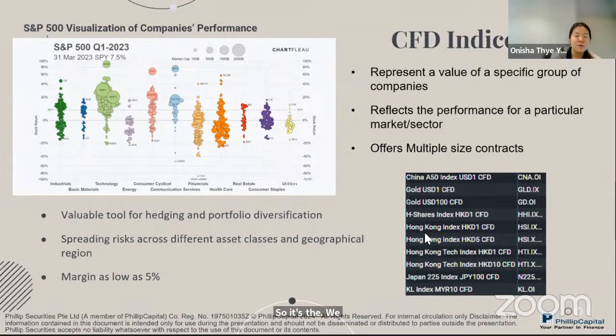For indices, it is actually an available tool for hedging and portfolio diversification, and it also allows you to spread the risk across different asset classes and geographical regions. For our indices, the margin is as low as 5%, which gives you leverage to provide enhanced exposure to the index movement.